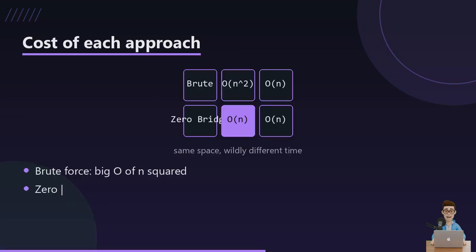The simulation is big O of n squared because every trade touches the whole string. The zero bridge reads the string, builds runs, and scans them. So it's plain big O of n time and big O of n space. My honest take: the simulation isn't worth writing even as a warm-up. The run version is barely more code and infinitely faster.